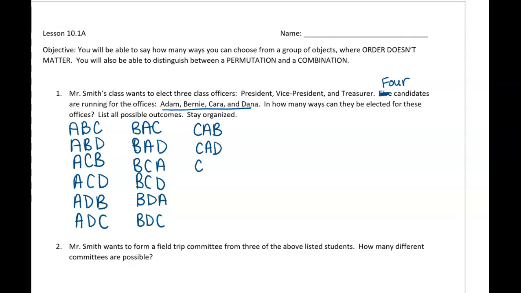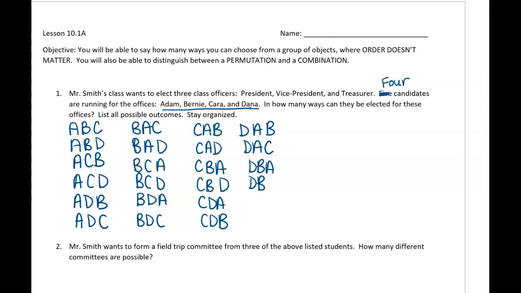CAD, CBA, CBD, CDA, CDB, almost. Now we have where Dana's the president, so DAB, DAC, DBA. It's really fun to listen to me say a bunch of letters, isn't it? DBC, DCA, DCB. Whew, okay.